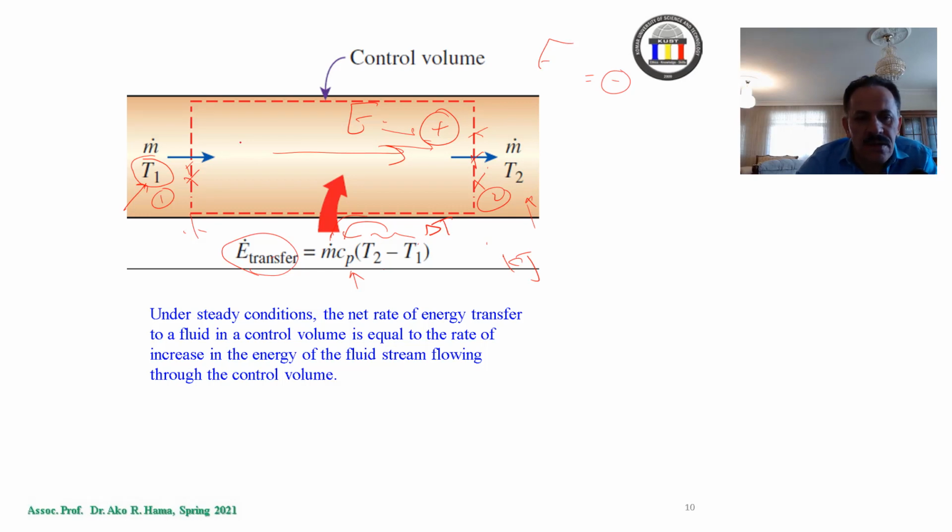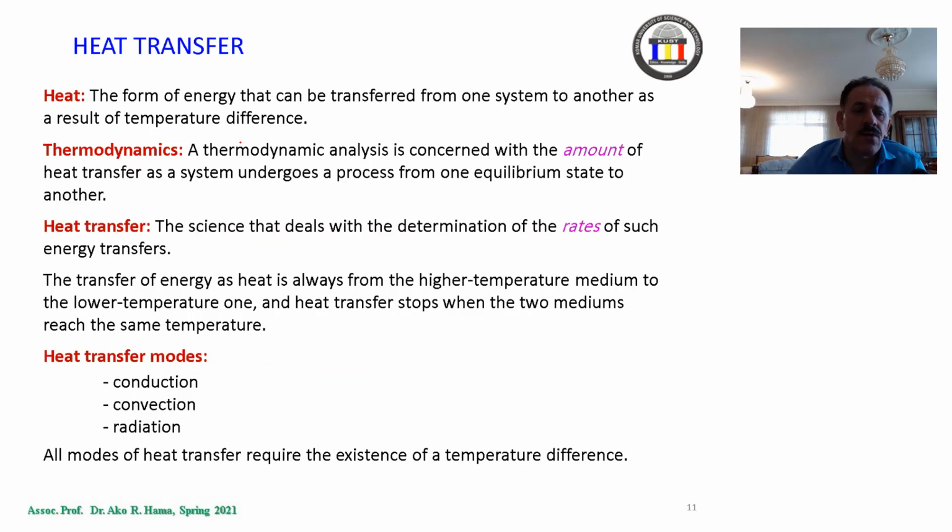This will be under the static condition and the net rate of energy transfer. Now it's time to talk about the heat transfer itself. So how will the heat be transferred? The heat will be transferred in three ways.